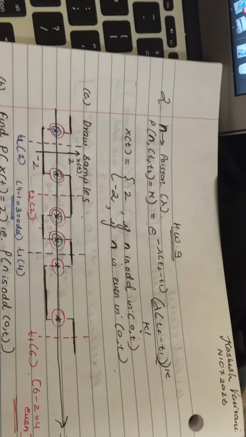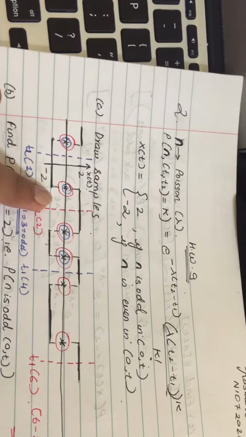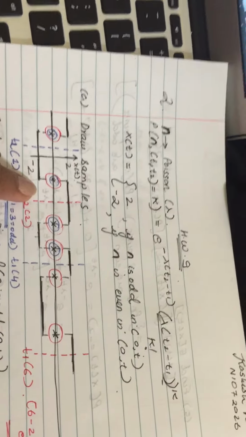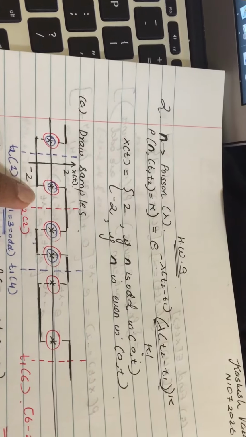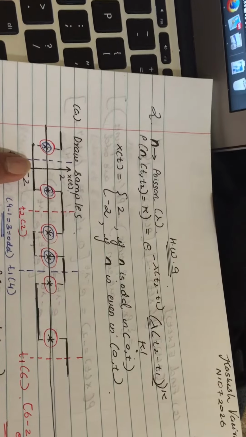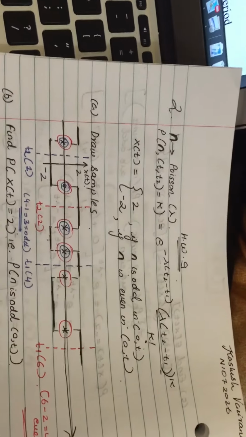So the first question is to draw a few samples. So this is a sample that I've drawn. And this question is basically similar to the telegraph signal example. So this is how a telegraph signal looks, and this is how a sample, where X of t takes the value 2 and minus 2 between 0 and t when N is odd and N is even, would look. So that's the first part.